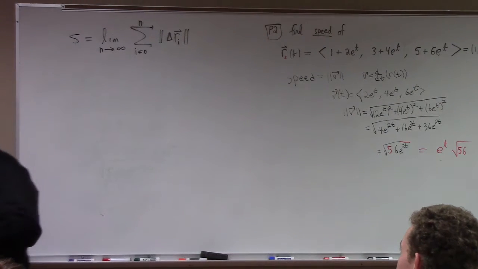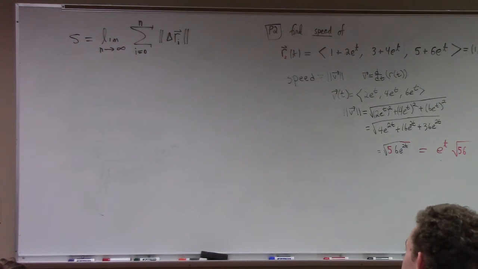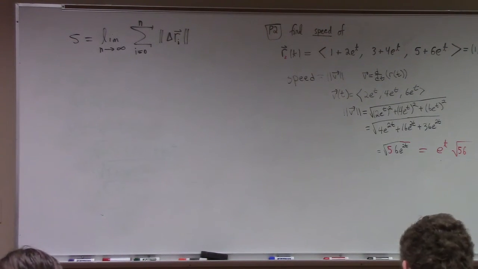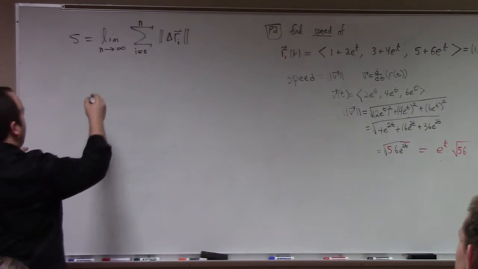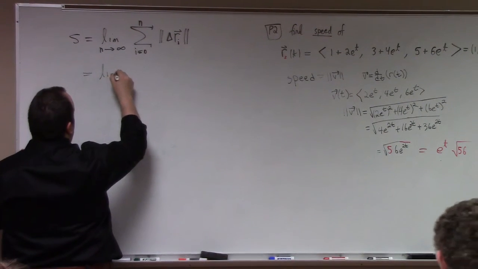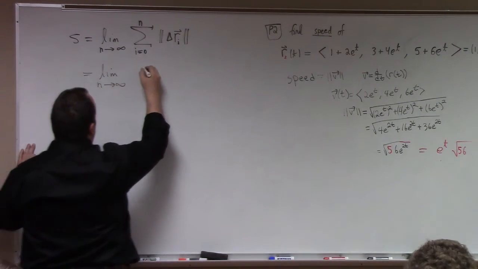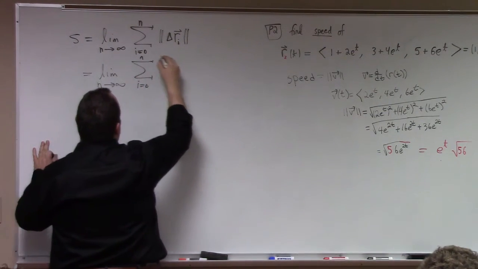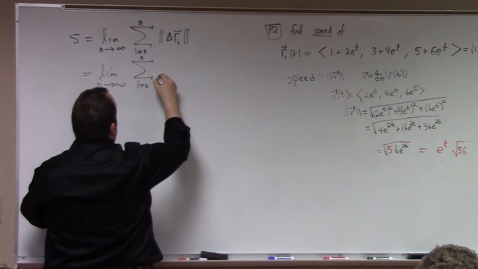I mean, that's just the geometric idea. We take the sum of these lengths and take the limit as n goes to infinity. That should give us the arc length, right? But if you look at what we just derived, we can rewrite this as the limit as n goes to infinity of the sum i equals 0 to n of what? The square root, right?